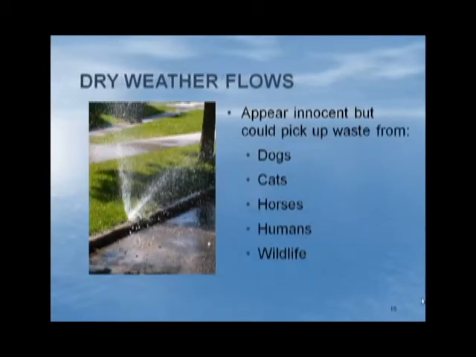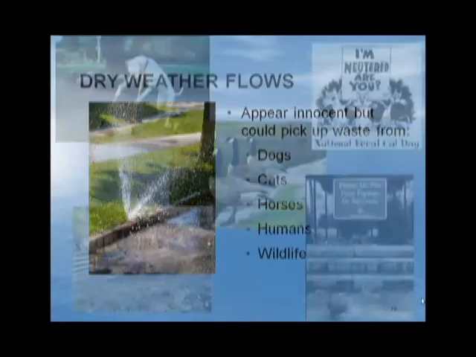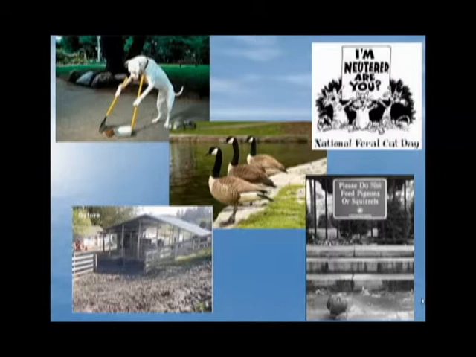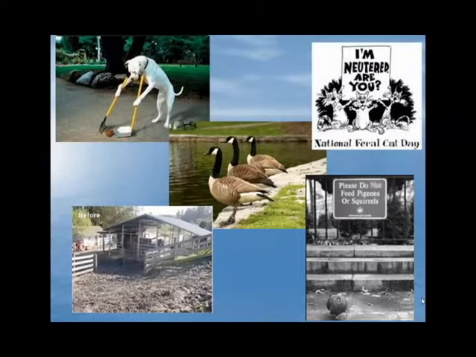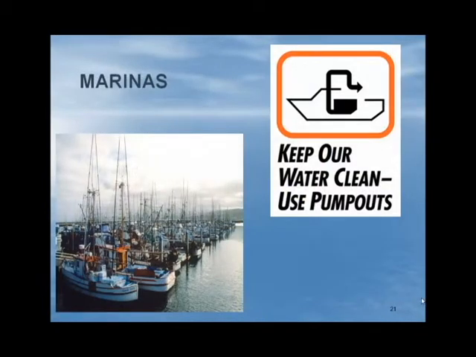Dry weather or irrigation flows may appear harmless but can contain bacteria from different sources throughout the watershed. Dry weather flows in particular pick up bacteria sources from pet waste such as dog poop, waste from feral animals, or livestock like horses and cattle, or human sources including the homeless and wildlife. Marinas can be another potential source of bacteria when proper pump-out facilities are not used.